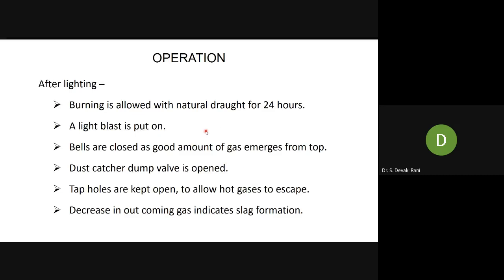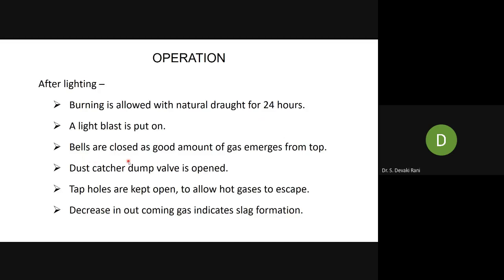That means, whenever we are going for a blast furnace operation, initially the air is not charged. Natural air goes into the furnace for about 1 day to 2 days. Then slowly a light blast is put on. Within a week, the full blast up to its rated capacity is taken into the blast furnace.